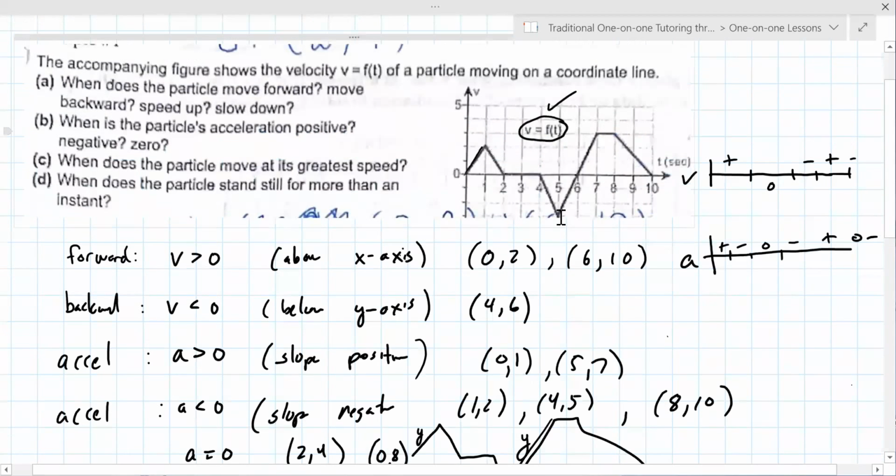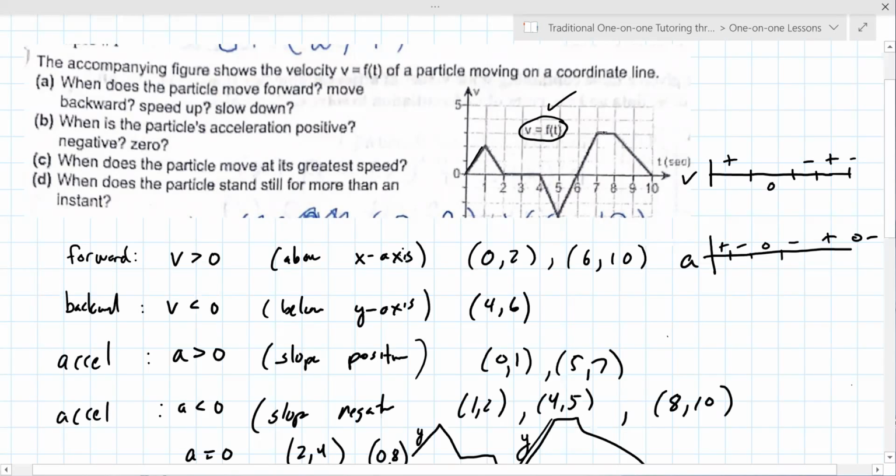From 5 to 6, you can see again the velocity is negative, but the acceleration is positive. So that means it's slowing down. It's like you hit the gas real hard to go backwards, and then you hit the gas to go forwards, which is a little weird, but you're slowing down, like you come to a stop. But then your velocity is positive and your acceleration is positive, so you're speeding up.